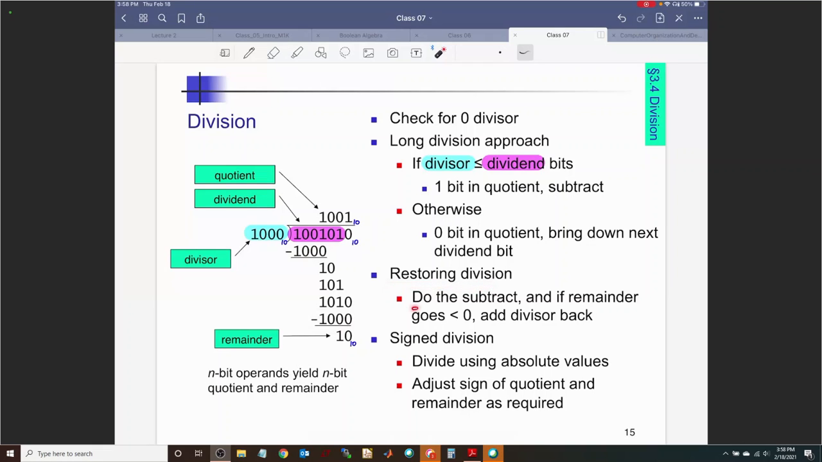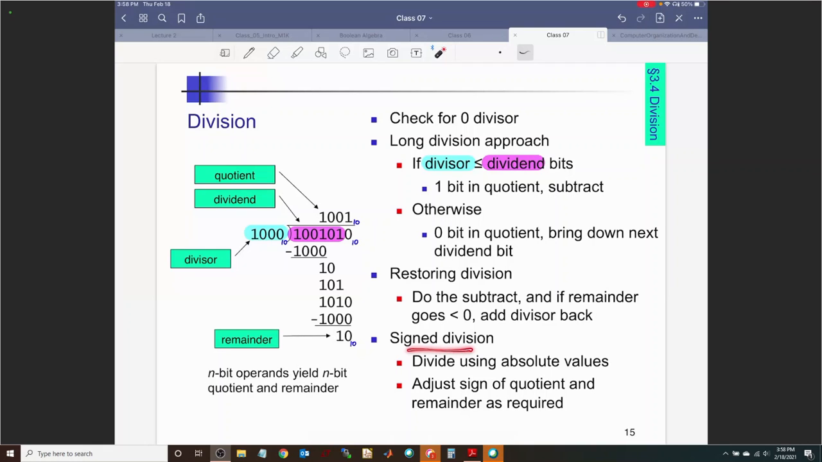So do the subtraction, and if the remainder is negative, then you know that you did not have enough. So you add the divisor back. And when you do the subtraction and the remainder is positive, then it's okay. We can just put a 1 bit in the quotient and continue with our next subtraction operation.